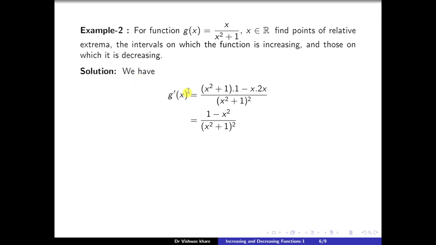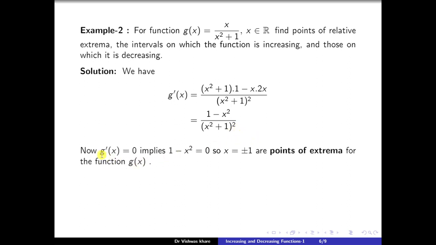We have g dash x, that is the derivative of this function, is ((x square plus 1) into 1 minus x into 2x) divided by (x square plus 1) whole square, which on solving gives (1 minus x square) upon (x square plus 1) whole square. Now equating this derivative to 0, that is g dash x is equal to 0, implies 1 minus x square is equal to 0. So x is equal to plus minus 1 are the points of extrema for the function g(x). Now this divides the real number line into three parts: minus infinity to minus 1, minus 1 to 1, and 1 to infinity.